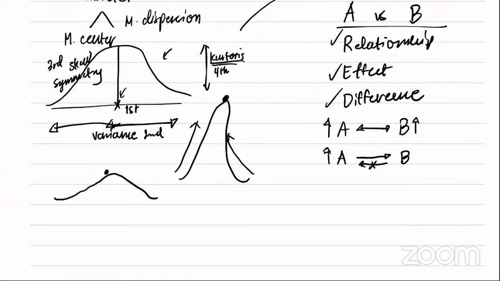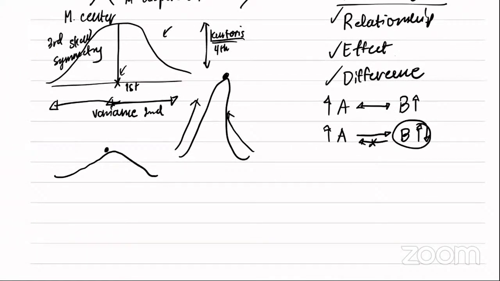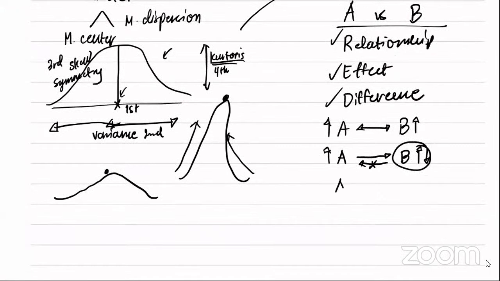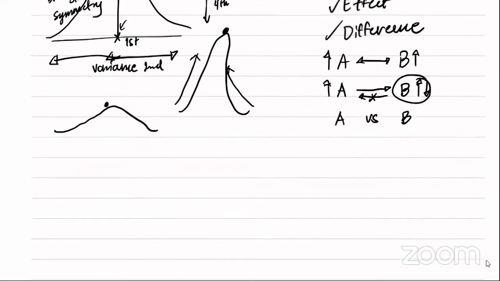So pag tumaas si A, pwedeng tumaas din si B or bumaba, but kapag tumaas or kapag may changes kay B, walang pakialam si A. Okay? So ganun yung nature ng effect na hinahanap natin. Kapag difference naman, difference is, well, difference. No? Pinagko-compare natin silang dalawa. Okay?